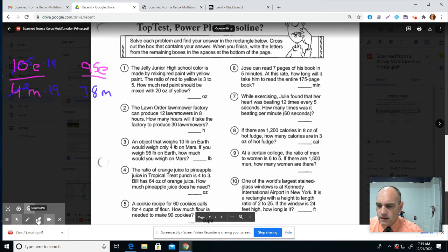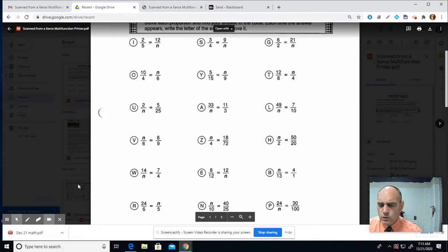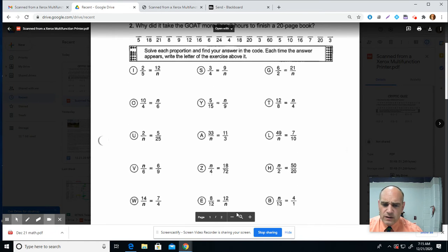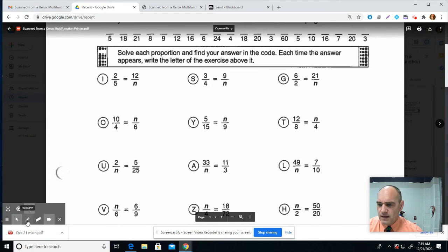All right, let's erase this. On the other worksheet, it looks something like this. So we're doing the exact same thing. The only difference is this time it's not set up as a story problem. But what I'm going to do is the same idea. So what can I do to 2 to make it a 12? Well, I can multiply by 6. Then I need to multiply the bottom by 6. 2 times 6 gives me my 12. 5 times 6 gives me 30. Therefore, I know that n has to be 30.